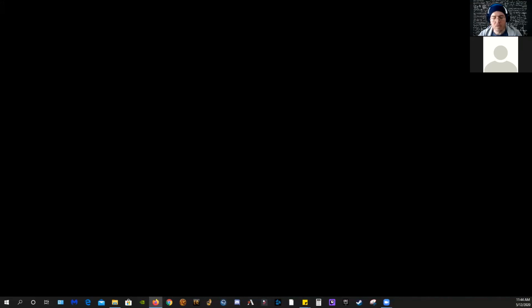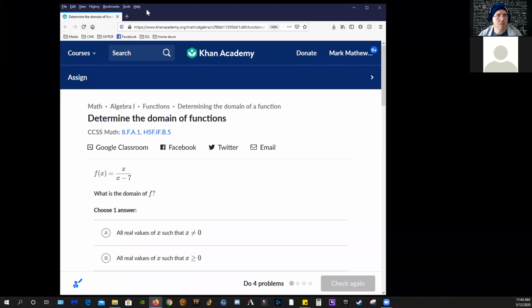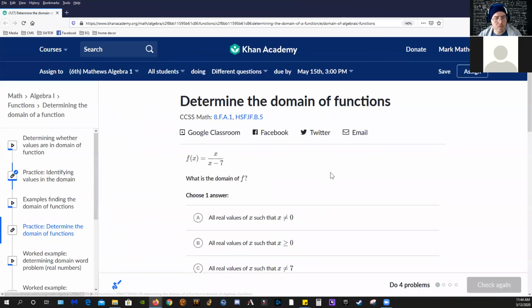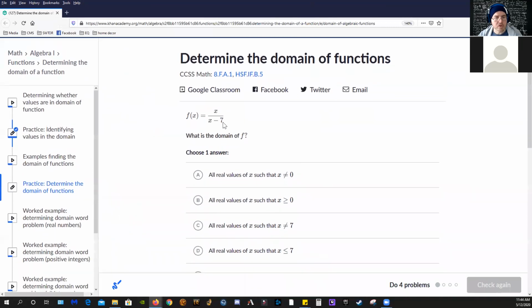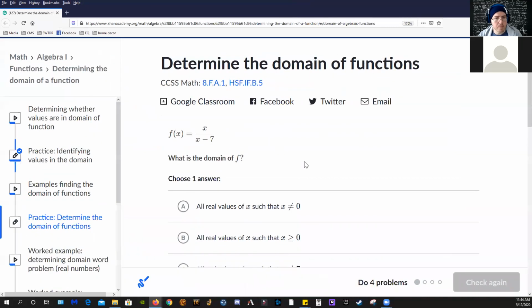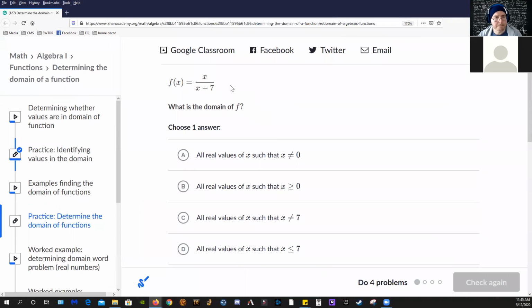So the next one I had you guys signed up to do was determining the domain of a function. Let's try it. Oh, this is a lot longer. Okay, so we've got a function f of x is equal to x over x minus 7. What is the domain of f?